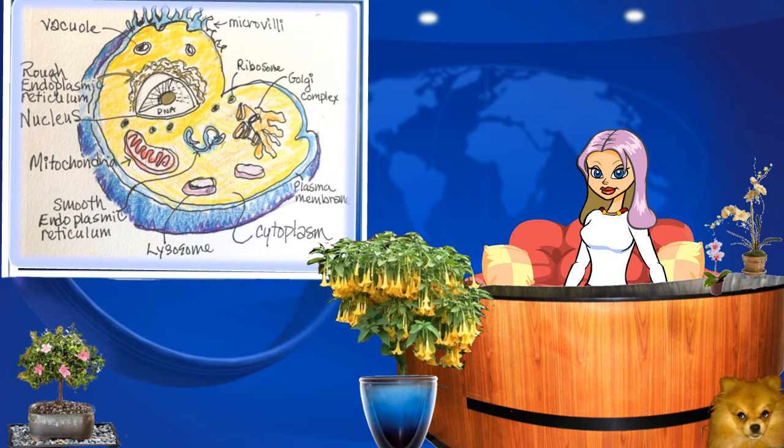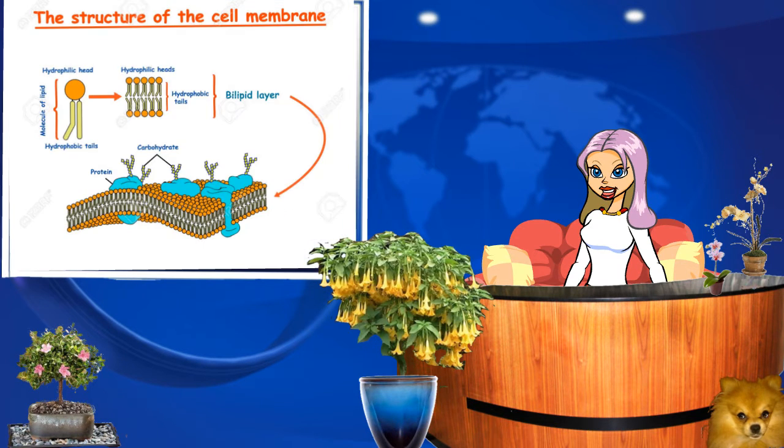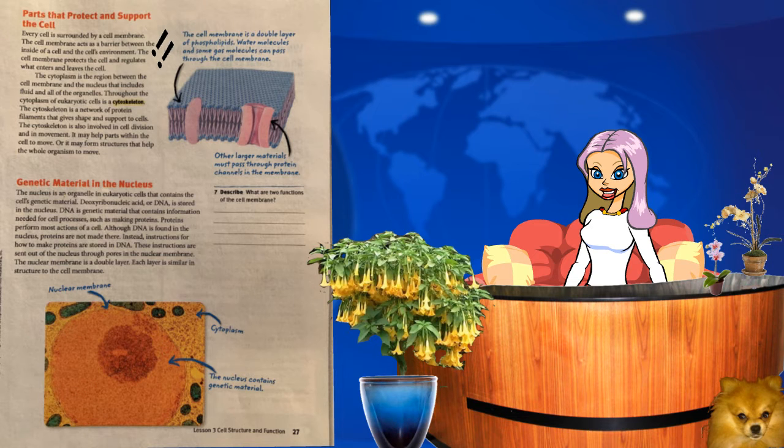Parts that protect and support the cell. Every cell is surrounded by a cell membrane. These cell membranes act as a barrier between the inside of the cell and the cell's environment. The cell membrane protects the cell and regulates what enters and leaves the cell.